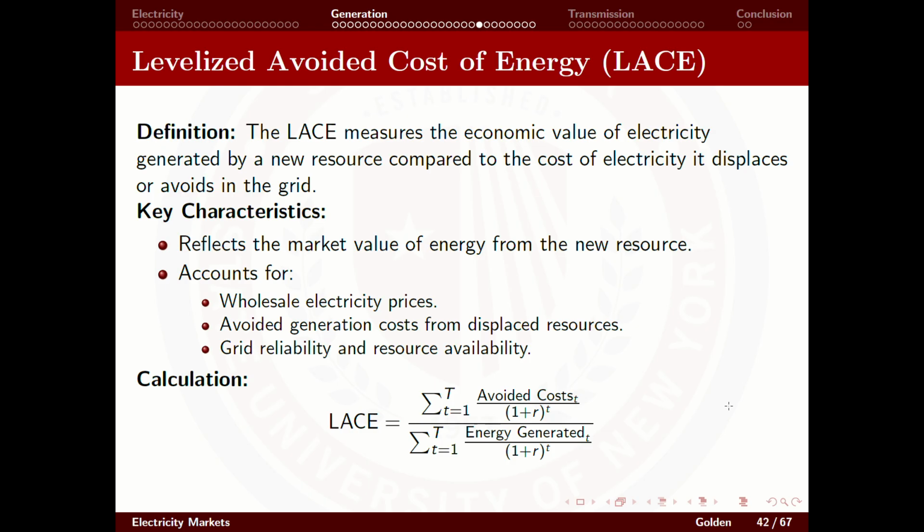You also have this metric that we talked about earlier, the levelized avoided cost of energy. This measures the economic value of electricity generated by a new resource compared to the cost of electricity it displaces or avoids in the grid. So it reflects the market value of energy from the new resource, and accounts for wholesale electricity prices, avoided generation costs from displaced resources, and grid reliability and resource availability.